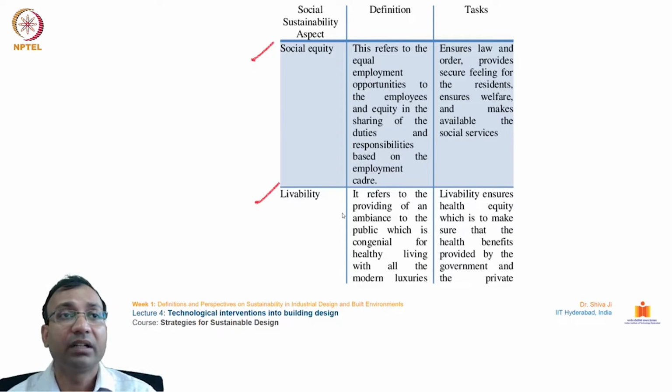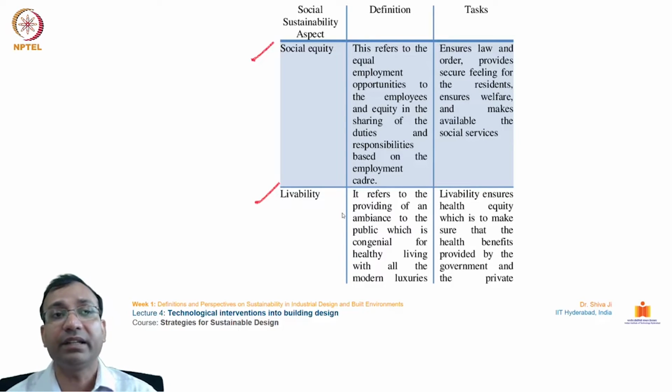Let's have a look at these two. The definition says social equity refers to equal employment opportunities to the employees and equity in the sharing of the duties and responsibilities based on the employment cadre. So one should have equal opportunity, and one should have a share of duties and responsibilities. These are the features and traits that make up social equity. And what are the tasks divided into this? Ensure law and order, provide a secure feeling for the residents, ensure welfare, and make available the social services. So these are the tasks through which social equity can be made available to the citizens.